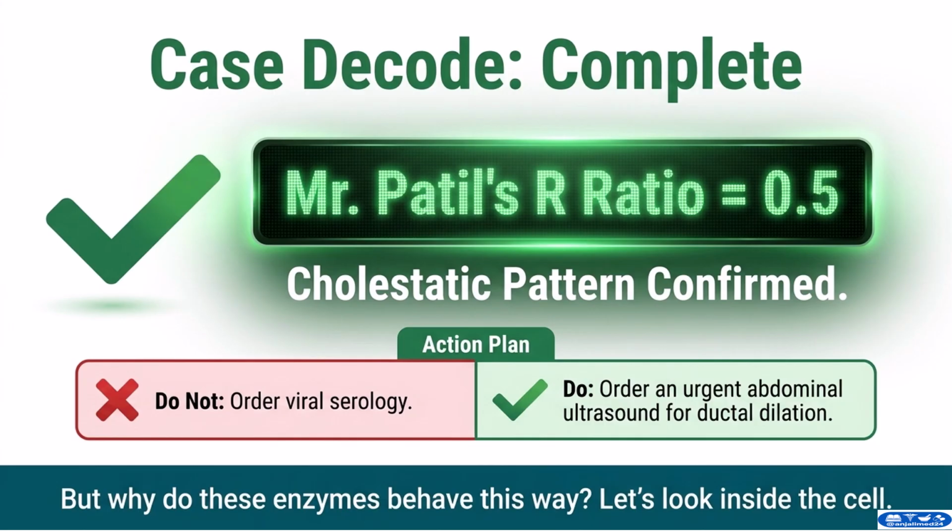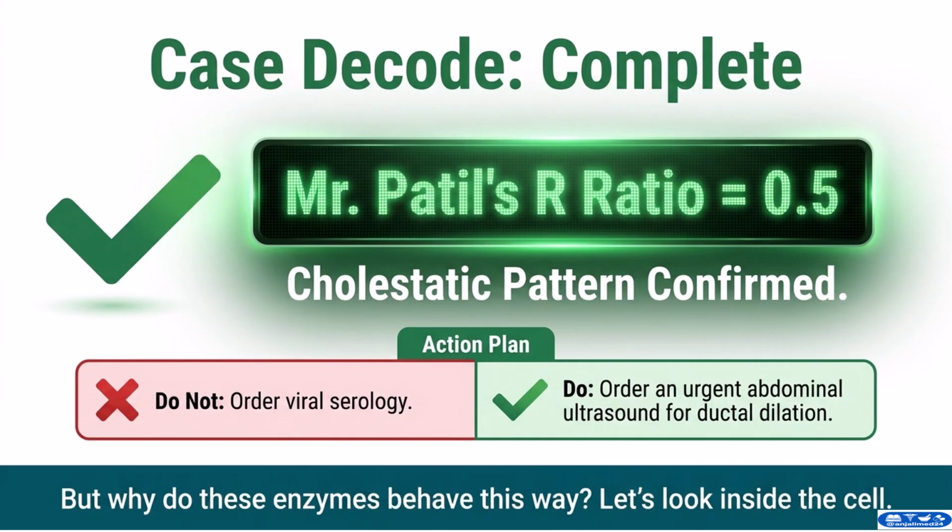At this stage, the priority is not viral hepatitis testing. Ordering hepatitis serology first may delay the diagnosis if the patient actually has biliary obstruction. Instead, the correct next step is an urgent abdominal ultrasound to look for dilated bile ducts, gallstones, biliary strictures, or a pancreatic or biliary mass. Depending on the findings, further evaluation with MRCP, CT scan, endoscopic ultrasound, or ERCP may be required.